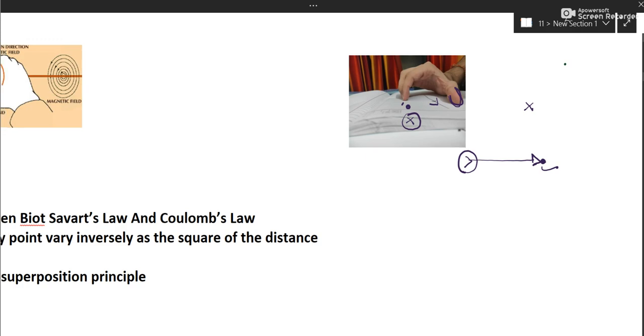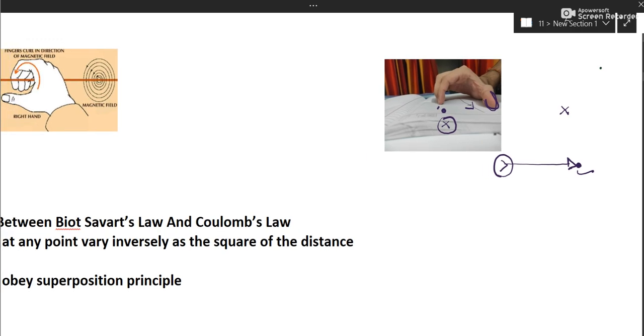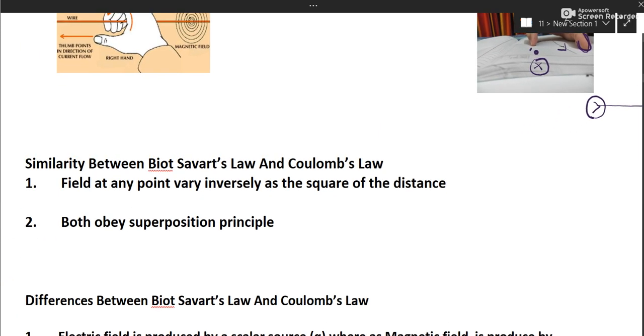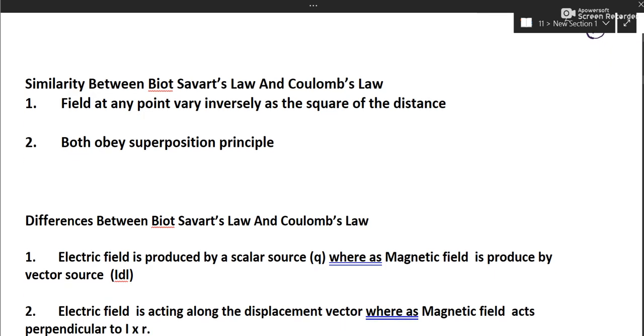Inward we will be showing by an arrow, like this cross, and outward will be shown by a dot. If the arrow is coming towards you, that is outward. And if you see this portion, that is a cross, that will be showing you inwards, an arrow moving away. Okay, so now we have the similarities between Biot-Savart's law and Coulomb's law.